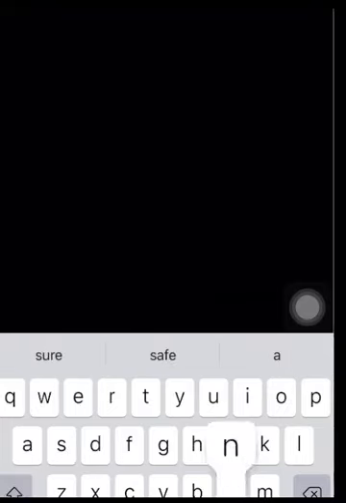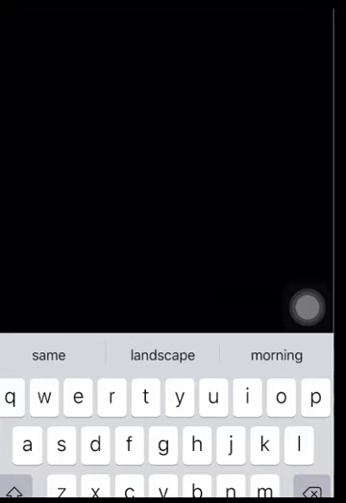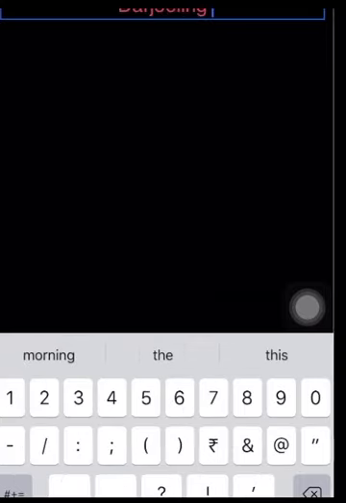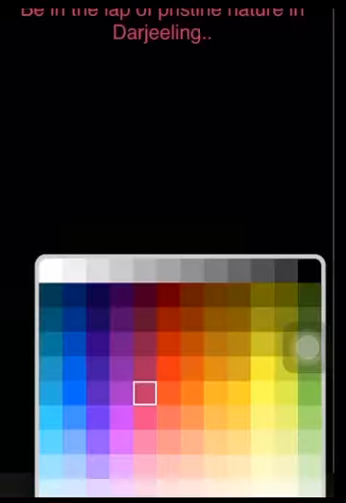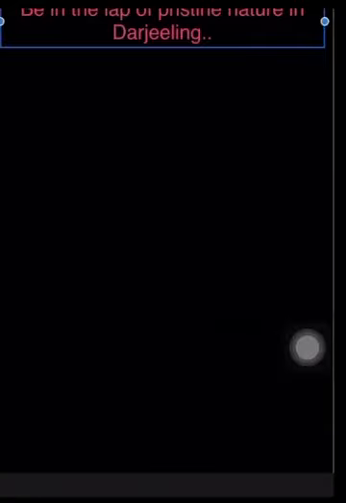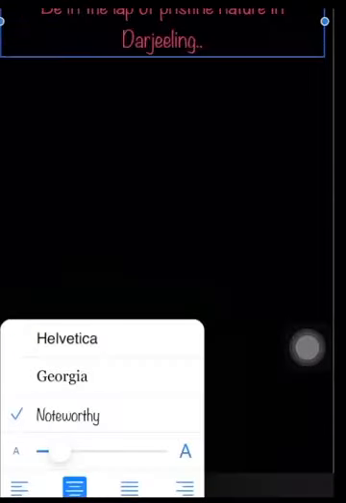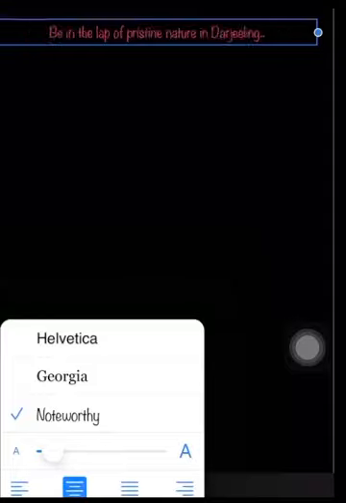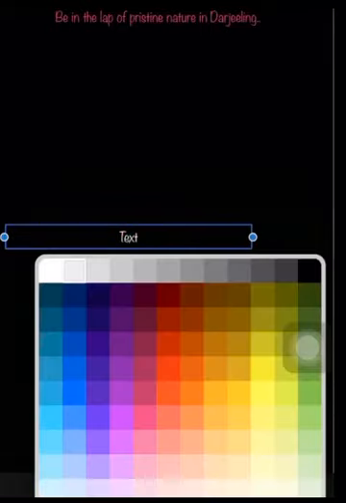Firstly, you are going to write a big heading: Be in the lap of pristine nature in Darjeeling. Okay, let's give it an attractive color. Now it's okay. Now let's begin with the solutions.